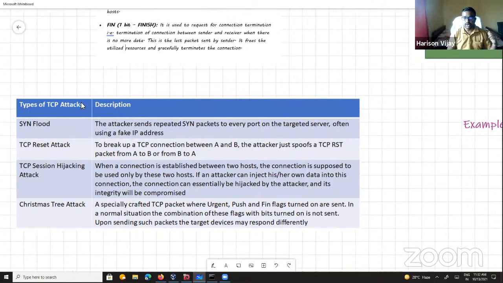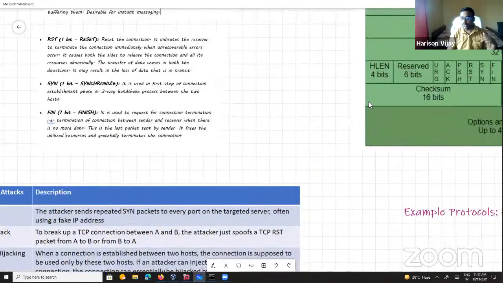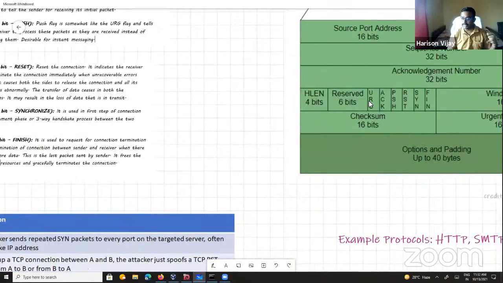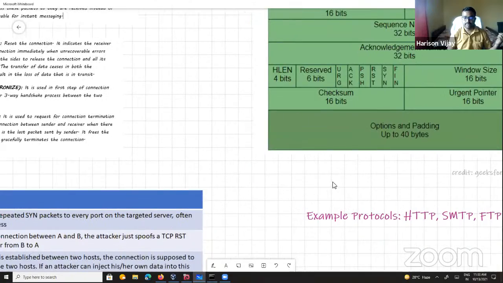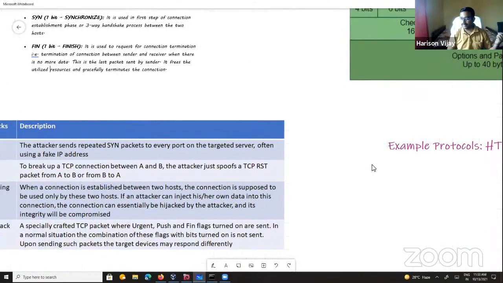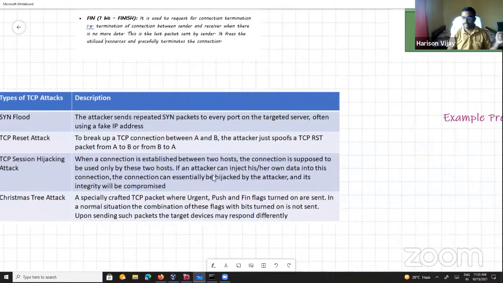The last type of TCP attack is called a Christmas tree attack. Okay, so of the flags that are shown in the TCP header, only certain combinations make sense to the recipient. So what if an attacker were to spoof a packet and set flags indiscriminately? That type of attack is called a Christmas tree attack, and that's usually used to cause a crashing of the system.